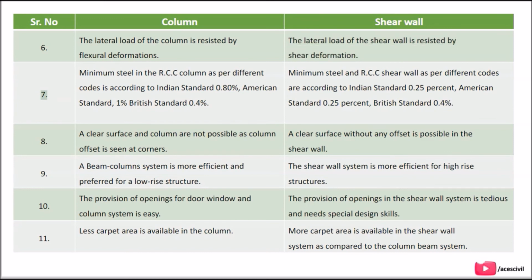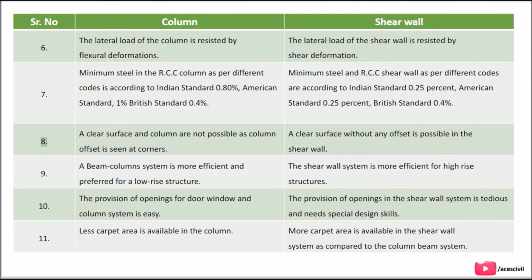7. Minimum steel in the R.C.C. column as per different codes is, according to Indian Standard 0.80%, American Standard 1%, British Standard 0.4%. Minimum steel in R.C.C. shear wall as per different codes is, according to Indian Standard 0.25%, American Standard 0.25%, British Standard 0.4%.